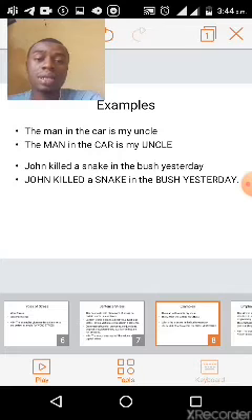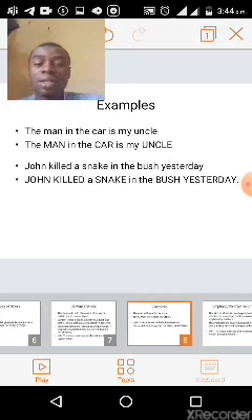Now we have John killed a snake in the bush yesterday. You can see that the content words are stressed there. So John, killed, snake, bush, yesterday: these are the content words. This is just to give you an idea of what stress and syllable is.